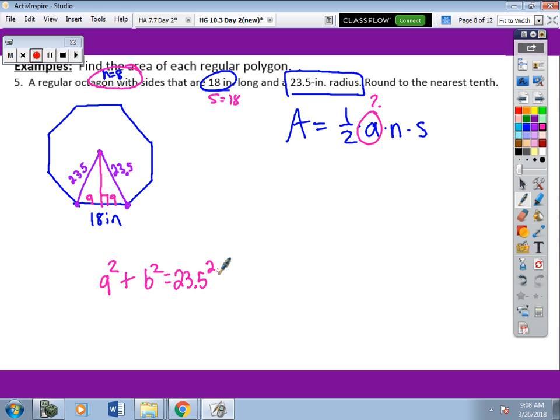You also could, if you would like, do 360 divided by 8 divided by 2, and then you could use SOHCAHTOA if you like, but I would use Pythagorean theorem because then it gets a little bit shorter. So go ahead, square each of the numbers. Subtract 81. And square root.